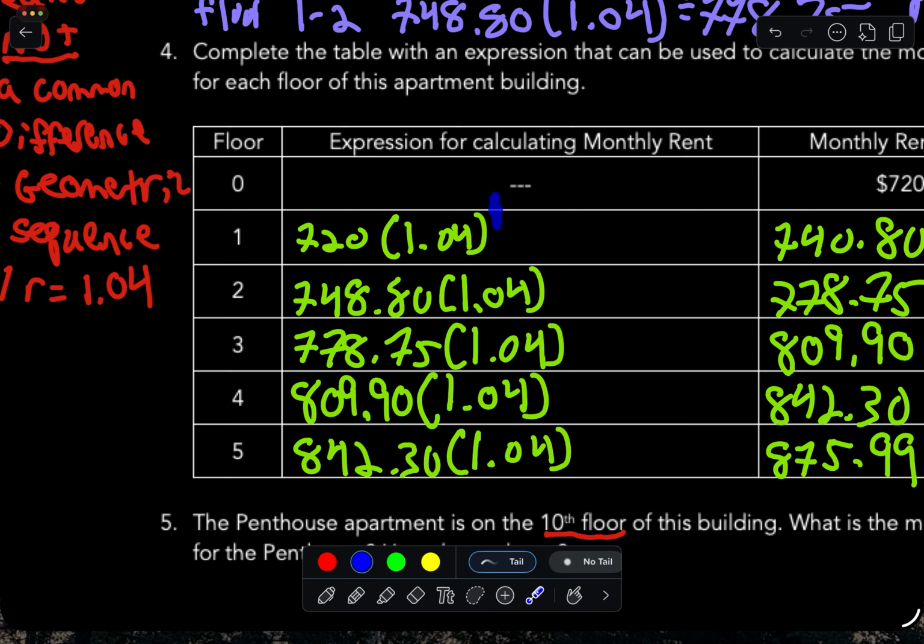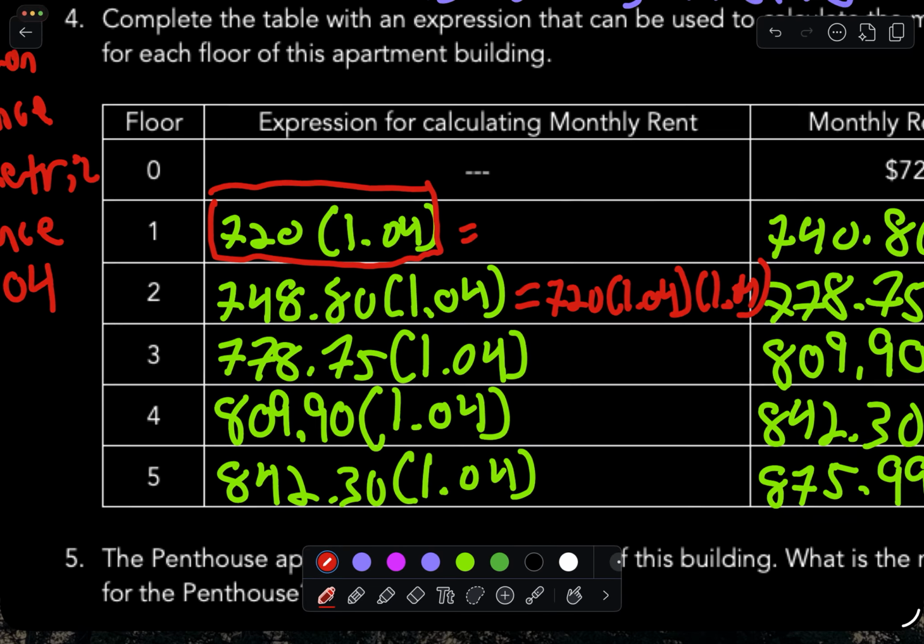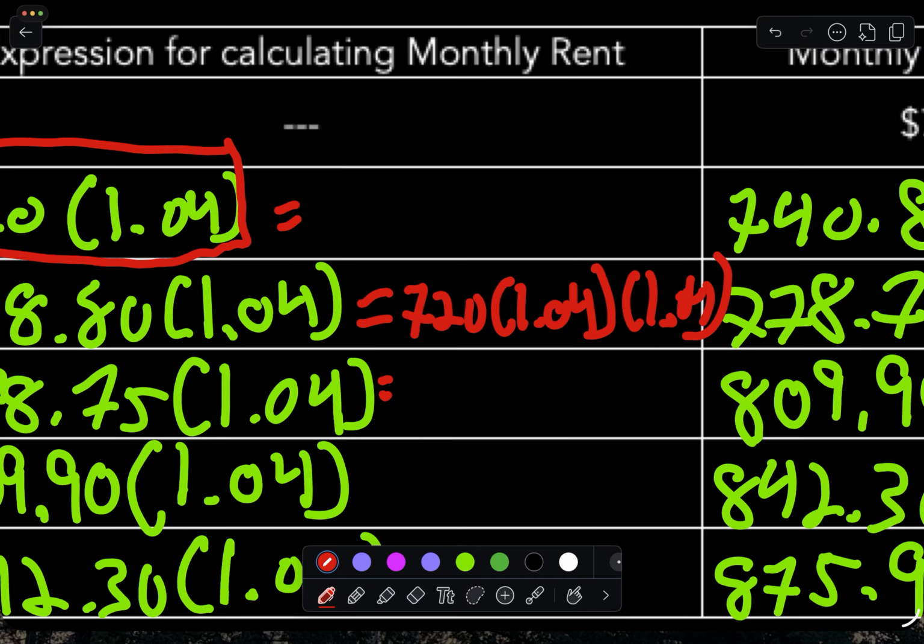to the first power. So let me say what we're doing. I'm going to write this in red. What we're doing is taking this amount and multiplying it by 1.04 again. So this is going to be 720 times 1.04. All right. And then this is going to be 720 times 1.04 times 1.04 times 1.04.